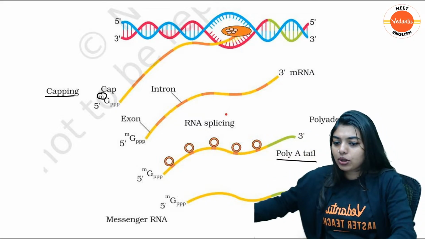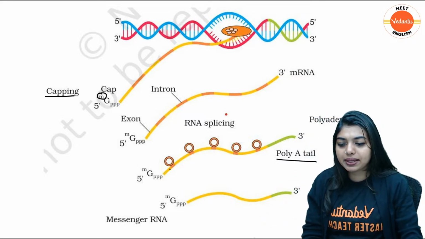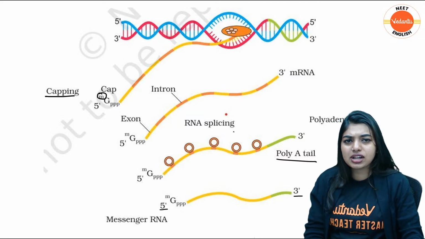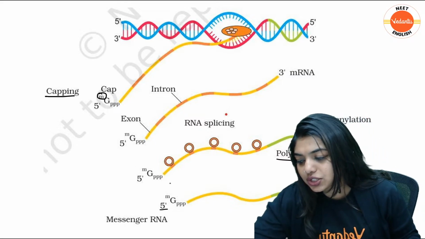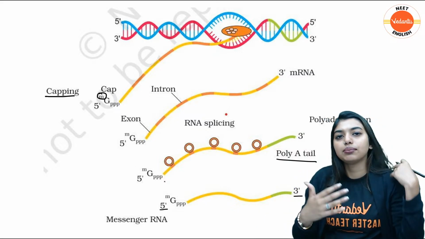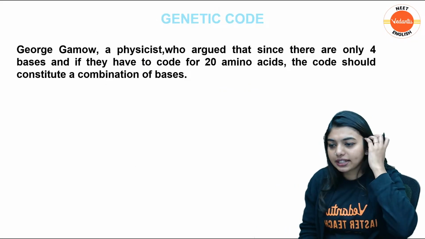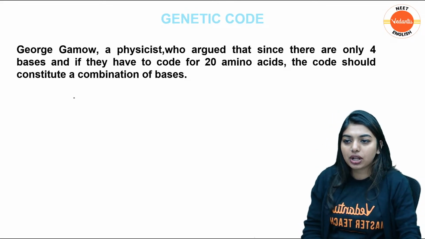Okay, poly A tail. Here you can see polyadenylation, capping is done, tailing is done, and this is how we get a newly formed mRNA, and we will also have 5' to 3'. At the start you can put 5' to 3', but if you see some textbooks, they will say 5' to 3' after capping and tailing. Next topic is genetic code. I will not go a lot into this, but let's have an introduction.